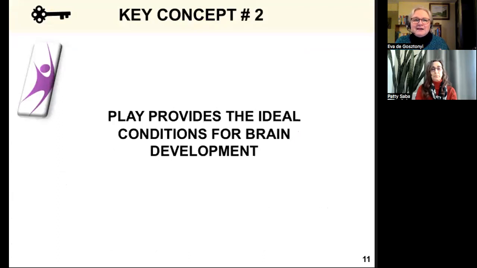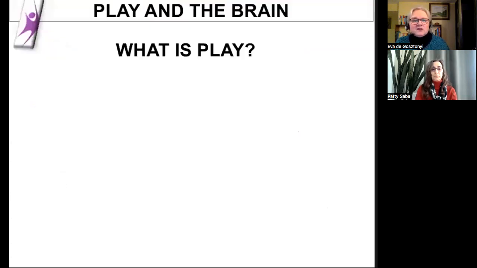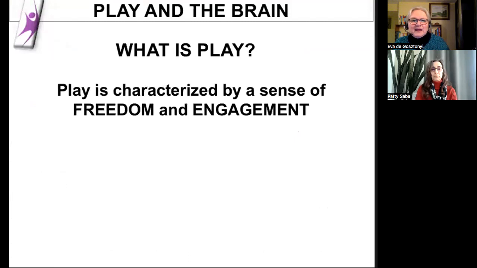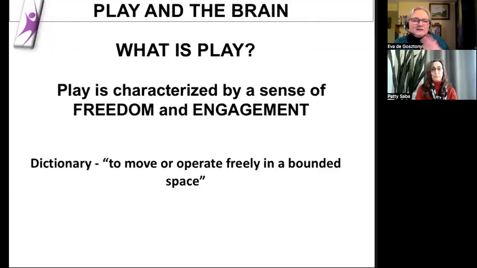Play provides the ideal conditions for brain development. So very quickly, what is play? It's characterized by a sense of freedom and a sense of engagement. In the dictionary, it's called to move or operate freely in a bounded space. And we need to remember about the bounded space because as the adults, we keep children safe so they don't have to worry about staying alive, for example.